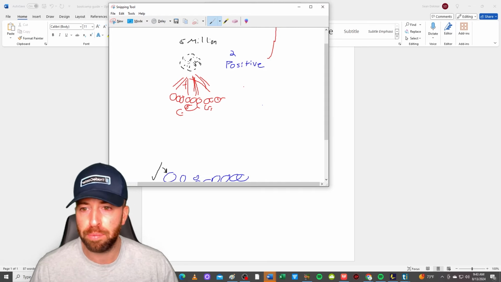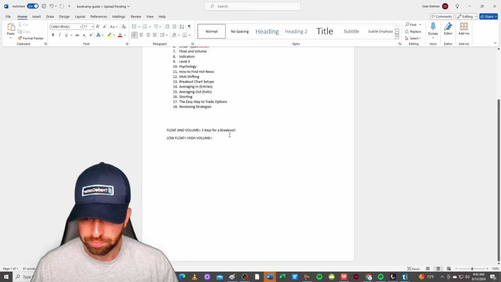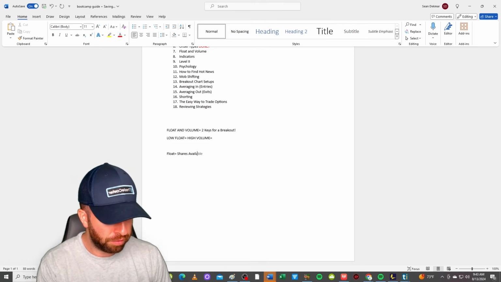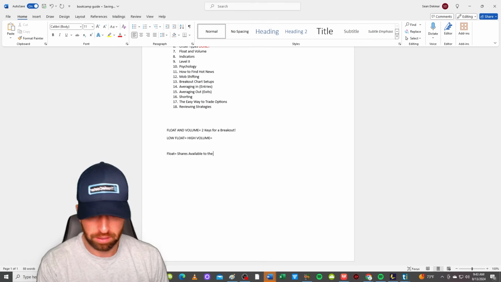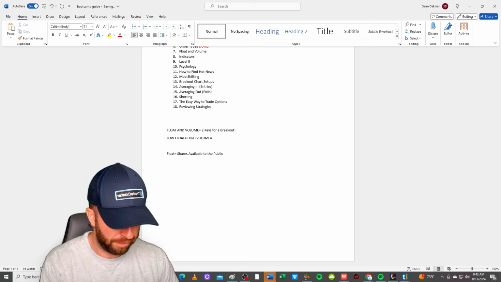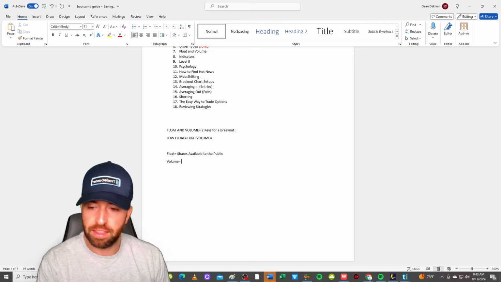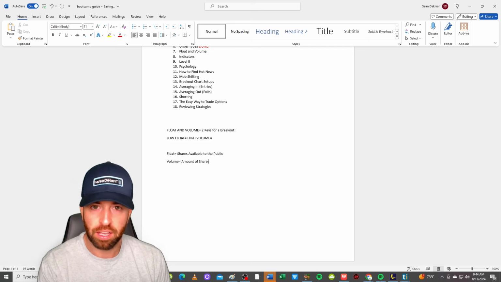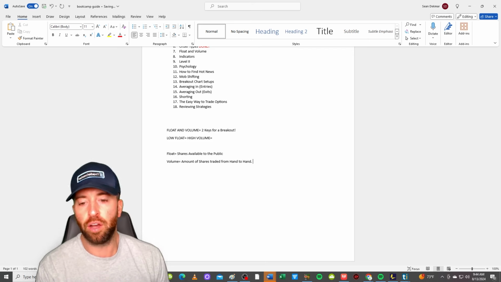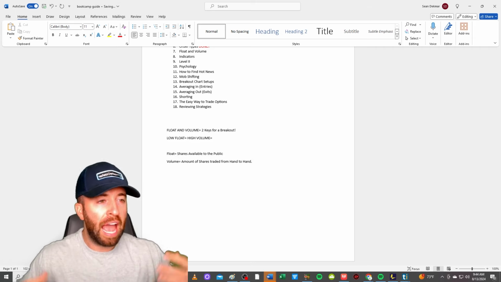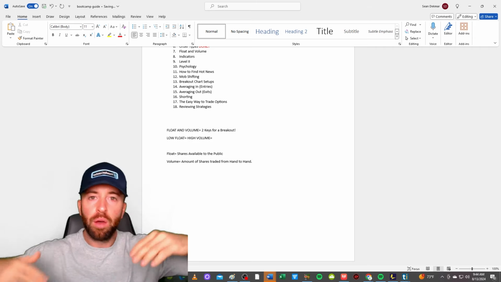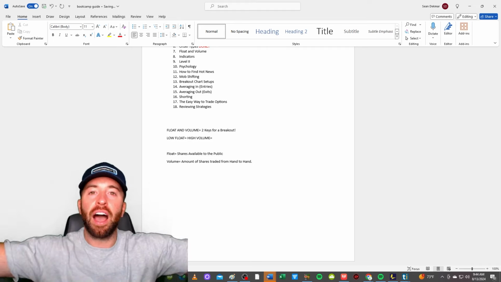So as we talked about before, and let's just write this down, the float is just going to be the shares available to the public. That's what the float is going to be. The volume, the correct definition, is the amount of shares traded from hand to hand. So volume is how many shares are being bought, how many shares are being sold. When a stock has high volume, it has high transactions.